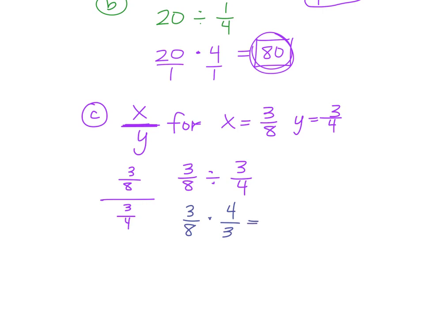For you cross cancelers, you have a lot of cross canceling you can do here. 3 and 3 is 1, 4 and 8 is 1 and 2. For you multipliers, 3 times 4 is 12, 8 times 3 is 24, and 12 and 24 are both divisible by 12. So you get 1 over 2. So your answer would be 1/2. Okay? Questions on that?